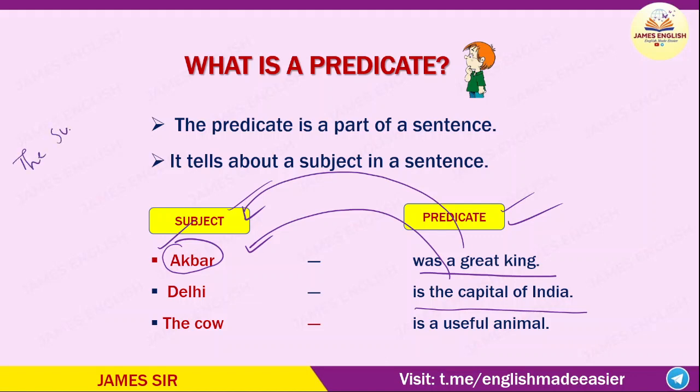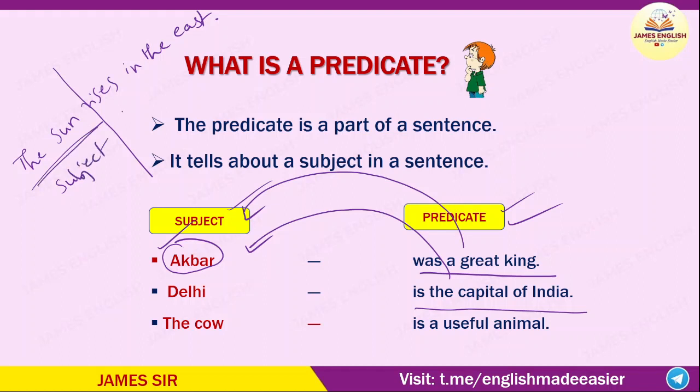The sun rises in the east. What is the subject here? The sun. Because in this particular example, we are talking about the sun.